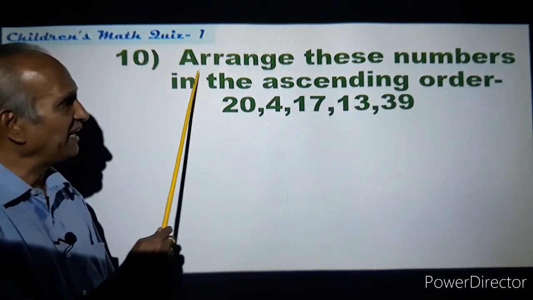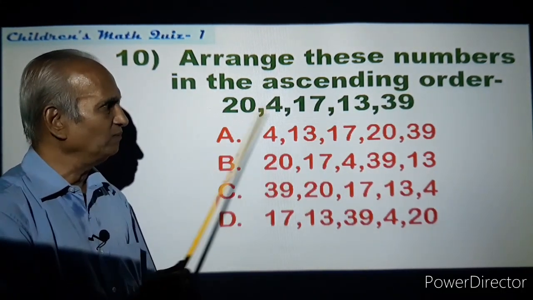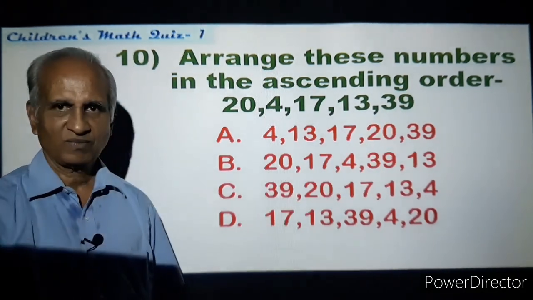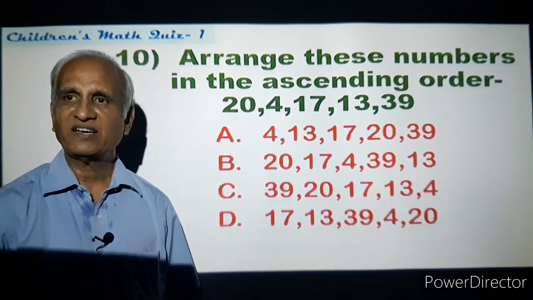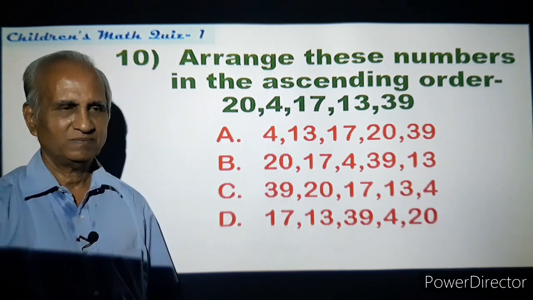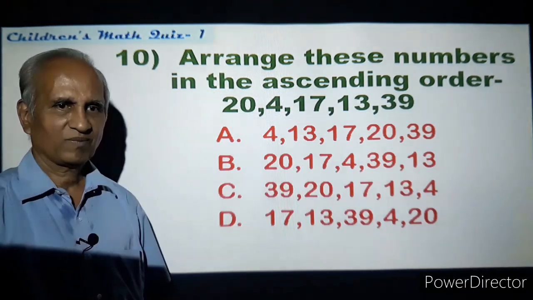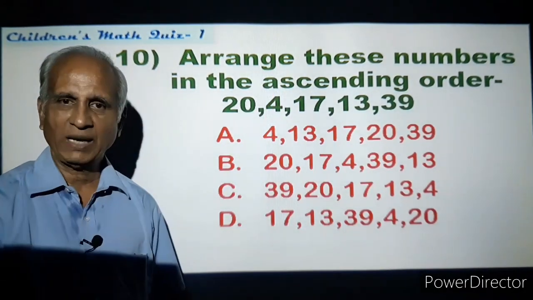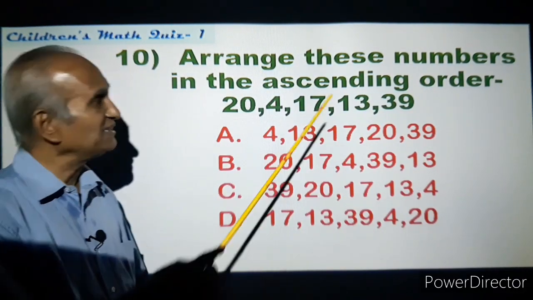Last question. Arrange these numbers in the ascending order. 20, 4, 17, 13, 39. The 4 options are given. You have to find out the correct option. Your time starts here. Yes, you need it in the ascending order. That means the smallest number should come first. Which is the smallest one?